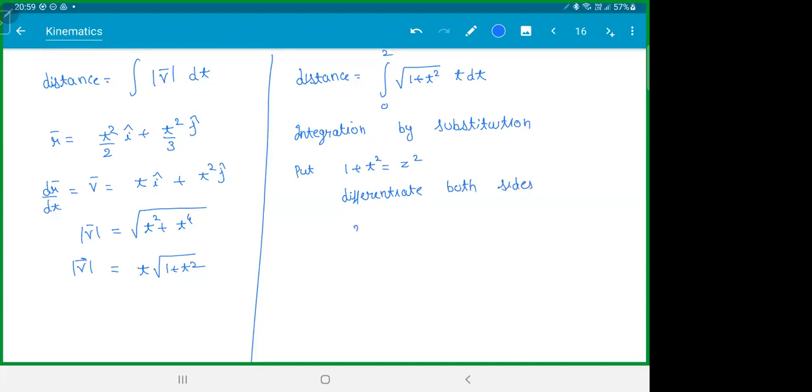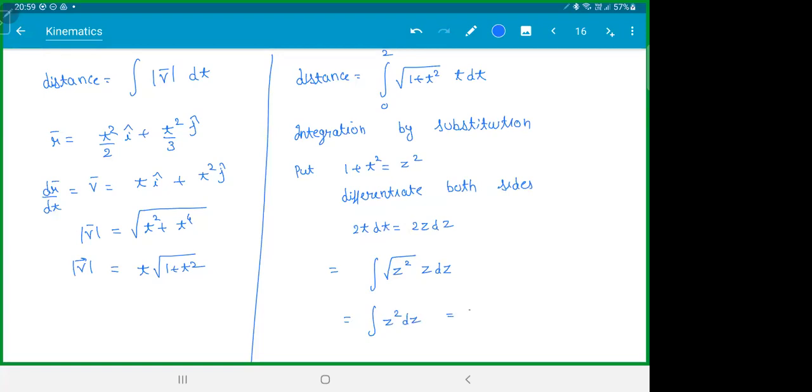So the differential of 1 is 0. t square will be 2t dt, and this will be 2z dz. Now, the moment you substitute there, if you observe, it becomes so simple. The root of z square and t dt will be z dz. Your integration becomes the integral of z square dz.